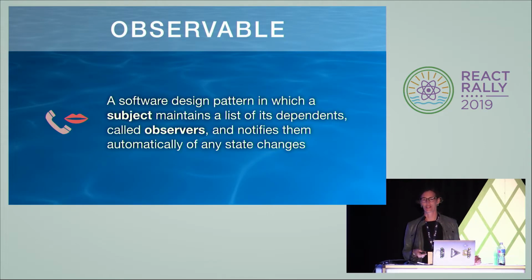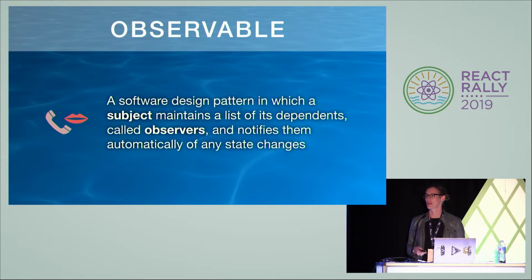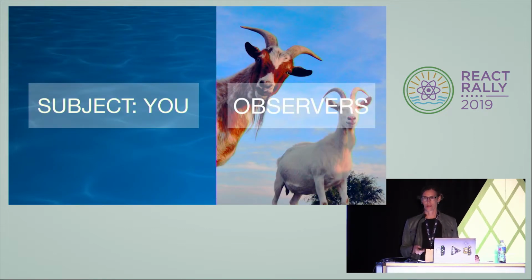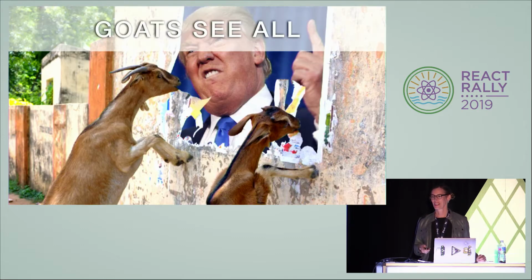So this is the formal definition, and don't get too hung up on that, but what I want you to know is that an observable is a design pattern. It's been with us for a long time. Design patterns, for those of you who weren't doing software in the 90s, are like a template. It's a way of doing a thing that you do often in software. So observable is a two-part pattern. It's an observer and a subject. You can think of the subject as a speaker, and the observer is like an ear. So with my goat example, the subject is you, and the observers would be the goats. So goats are very observant.